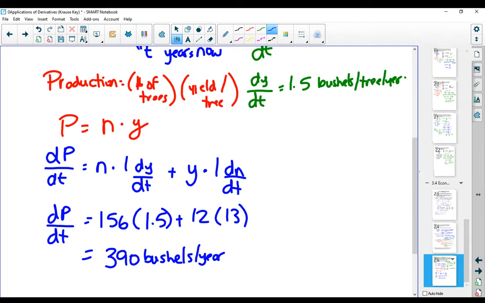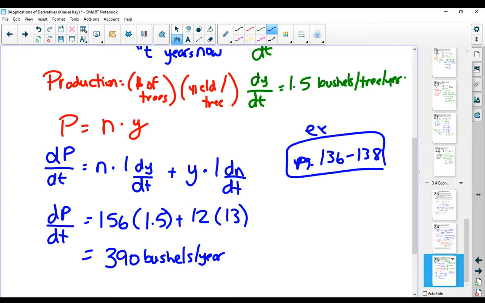So hopefully those couple examples give you an idea why calculus has such a valuable role when it comes to economics. There are some more examples in your textbook. If you want to check out pages 136 to 138, they're similar, but there's a little bit more explanation and some slight tweaks there that you might find valuable. So again, if you're looking for some more examples, I would check out your textbook.